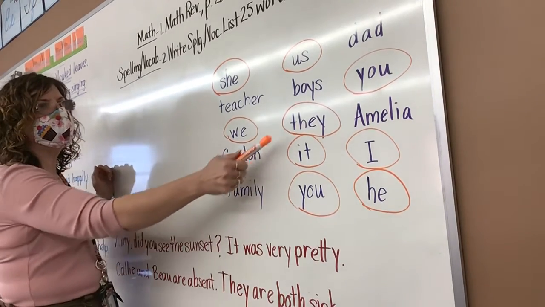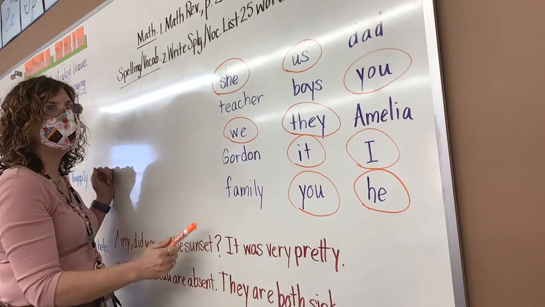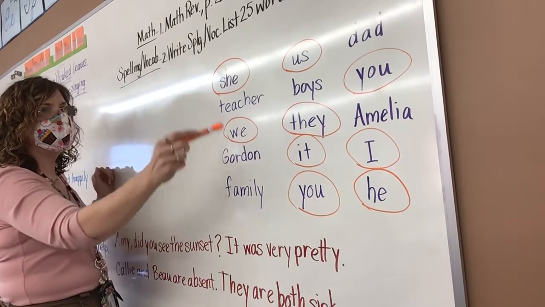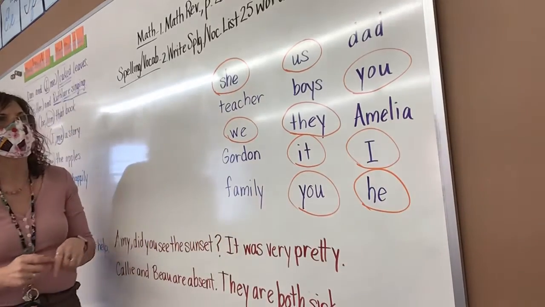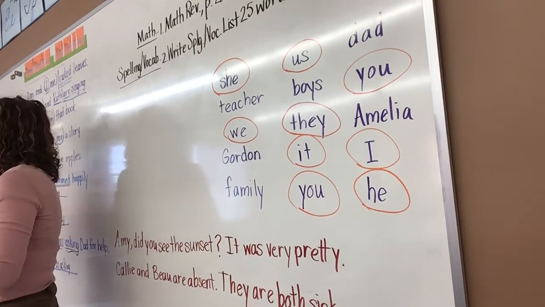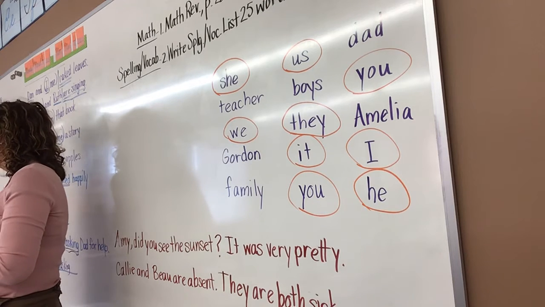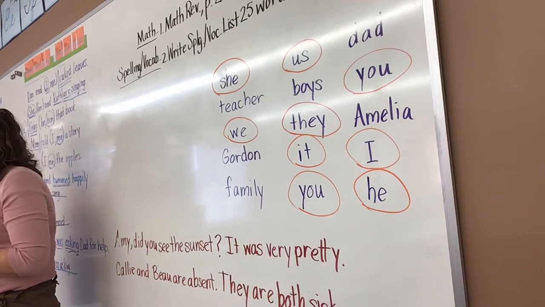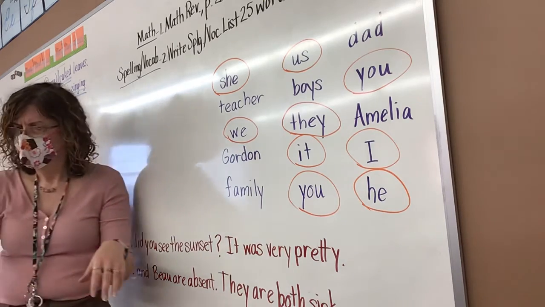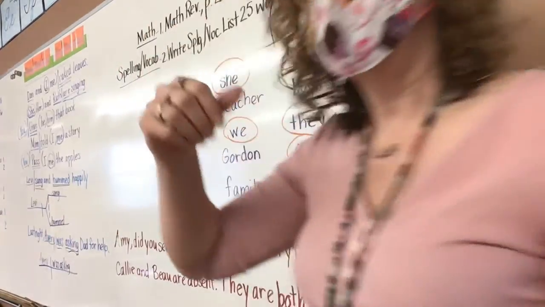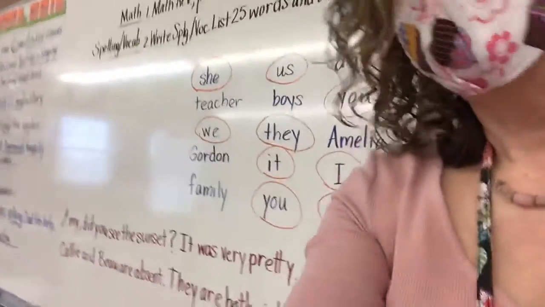So this word family could be replaced with the word they or we, if you're talking about yourself included in your family. Teacher could be she or he, right? If it was teachers, then it might be they. Thank you for raising your hand. What is a Gordon? It's a boy's name, and it also sometimes is a last name, but it was up there as a boy's name.